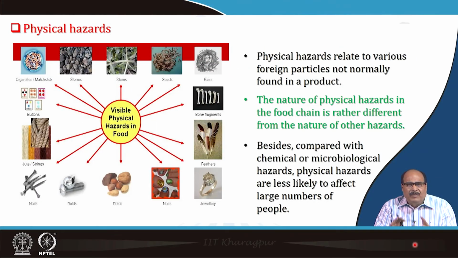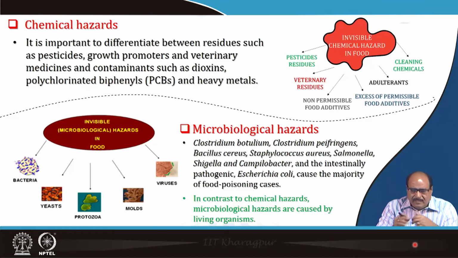Okay. So, the various physical hazards, you all know that they relate to various foreign particles not normally found in the product. The nature of the physical hazards in the food chain is rather different from the nature of the other hazards, and besides, compared with chemical or microbiological hazards, physical hazards are less likely to affect a large number of people. Various physical sources of hazards are given here in this slide.